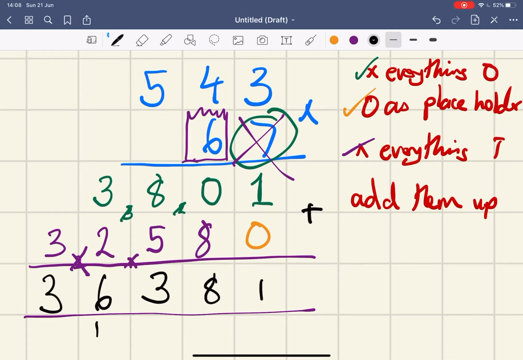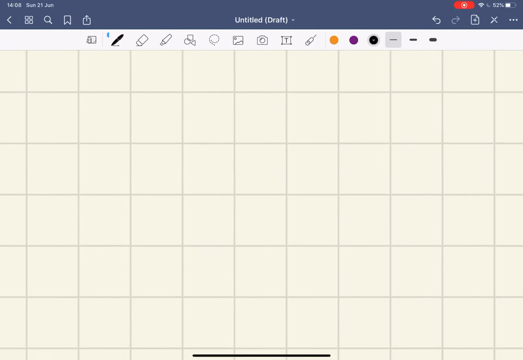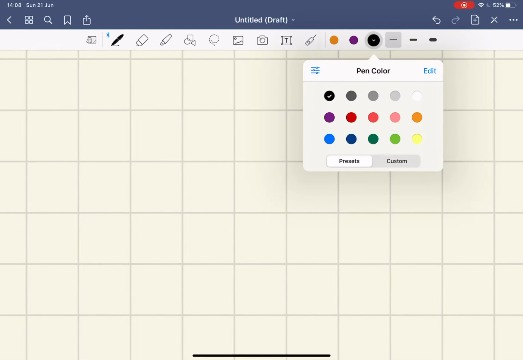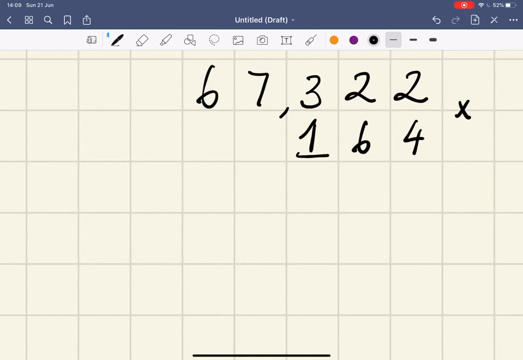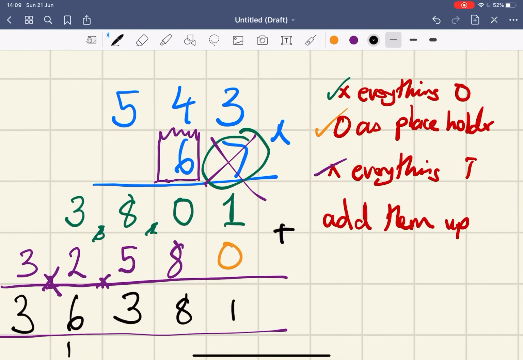The last one, I'm going to show you how to multiply when you've got 3 digits that you need to multiply with. So, let's say, for example, I have got, let's do it over here, 67,322 multiplied by 164. The only additional step is that when we do have a 0 as a placeholder and we multiply everything by the tens, we need to then have 2 zeros as a placeholder. Okay, so it would go here, 0, 0 as placeholder.